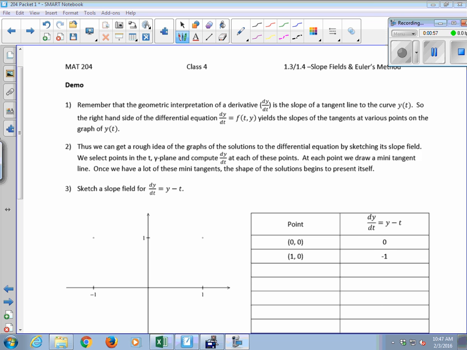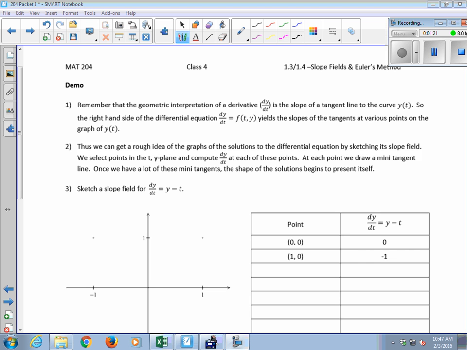So we're going to talk about slope fields and Euler's method today. These are a qualitative and a quantitative technique versus analytic. So we learned an analytic method last class, which is where you find exact solutions using algebra-like skills, right? But this is going to be qualitative and quantitative.